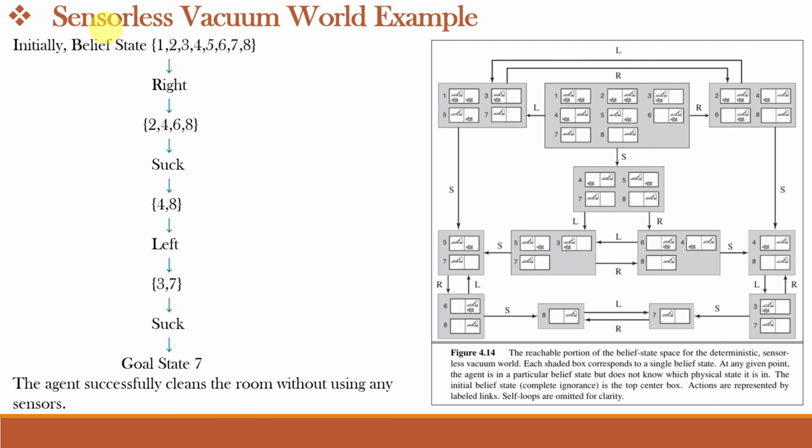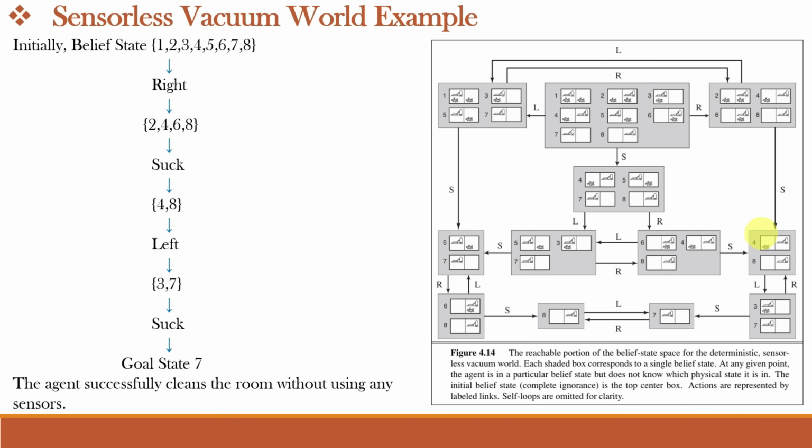Let us understand sensorless search using the vacuum world example. Initially, the vacuum cleaner has no idea where it is or where the dirt is. Therefore, its belief state contains all the 8 states. So here there are all the 8 states. When it moves right, many states are removed and only 2, 4, 6 and 8 remain. So after the right movement, 2, 4, 6 and 8 remain and the belief state has become smaller.